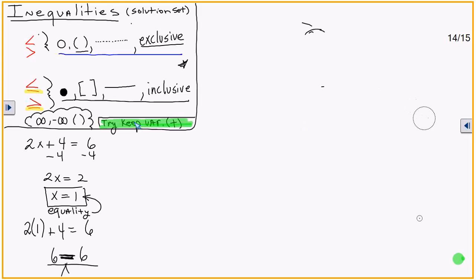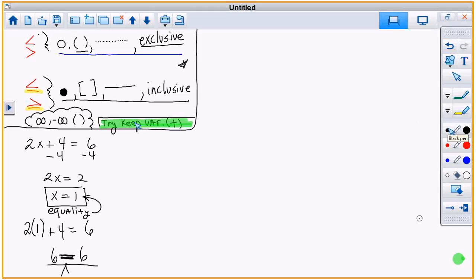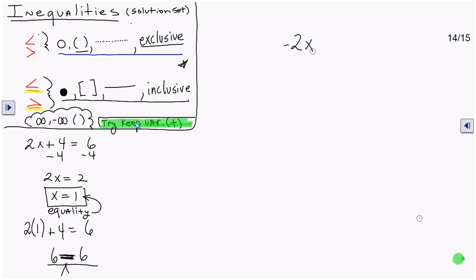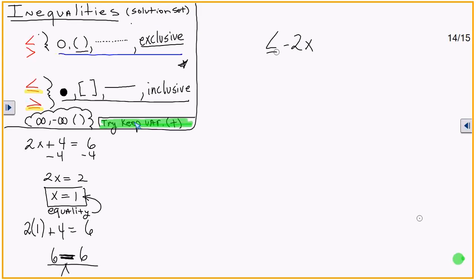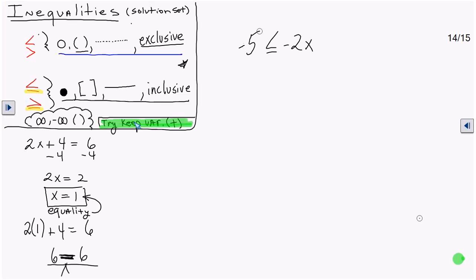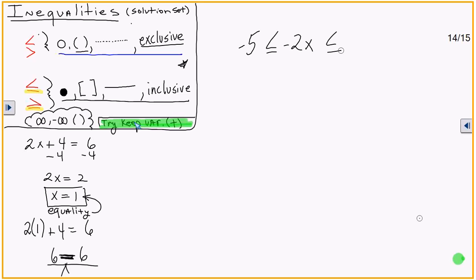I teach keep the variable positive. Now, there are a few problems where you cannot keep the variable positive. Negative 2x is less than or equal to, or greater than or equal to, negative 5 and less than or equal to positive 10. This is the type of problem where you can't help it, the variable is negative.